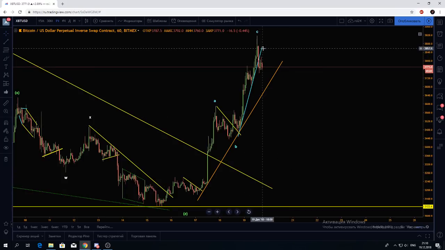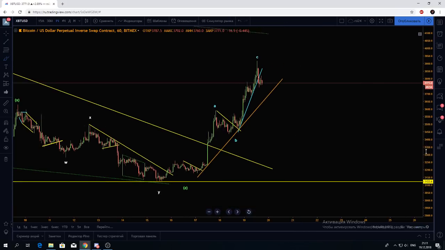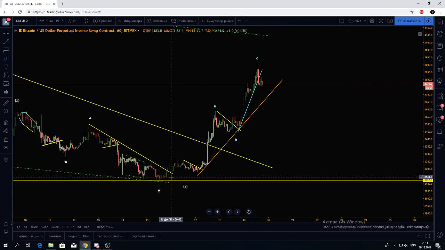We have a closer longs situation on BTC, and once we break this orange trend line, this will pretty much confirm that we are correct in this structure that we have printed to the upside since 3134.